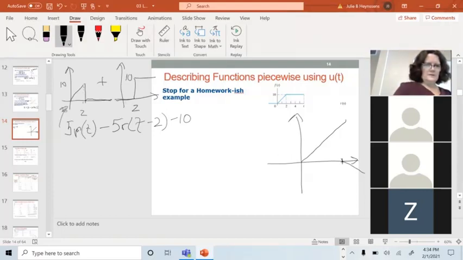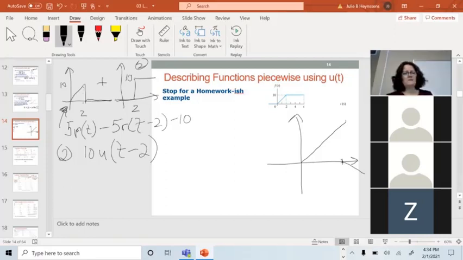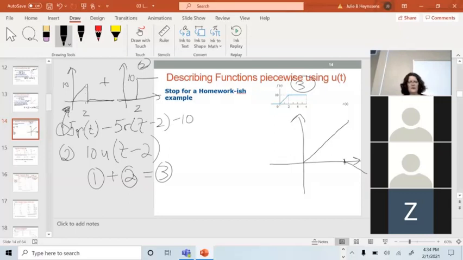I don't do this as much as I used to. The second piece of the graph, this is 2, is just simply 10 u of t minus 2. So we've divided it up into two functions. If we wanted to take the Laplace transform of this, we could just add 1 and 2 together. So add the two functions together, take the Laplace transform. We don't know how to do that yet.